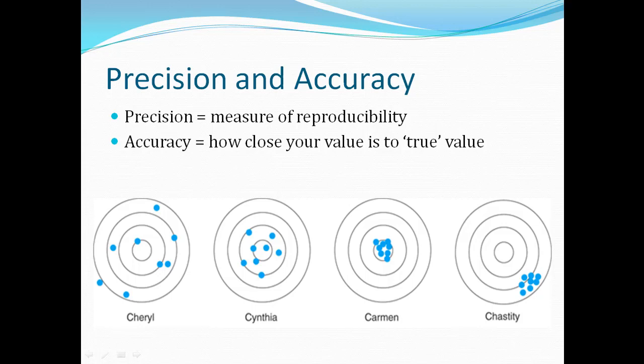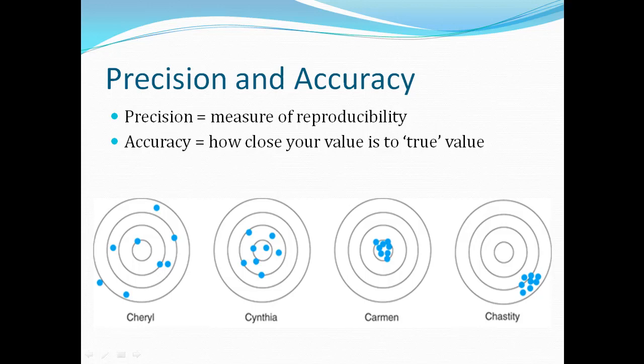Here I've given you 4 people that are shooting at targets. What would you say the first one, Cheryl, is? Well, she's neither near the target and none of her shots are even close to each other. So I would say that she is neither precise nor accurate. What about Cynthia? Well, Cynthia is actually close to the target, but she's not very precise. So I would say that she's accurate, but not precise. Carmen, now she's the one who's got it going on because she is both precise and accurate. You want her as your shooting partner.